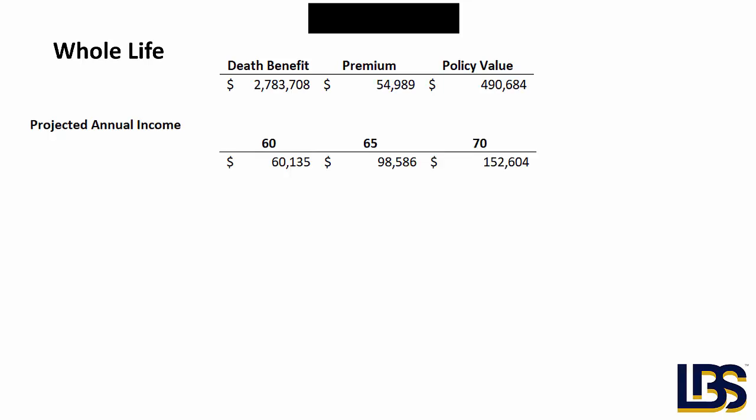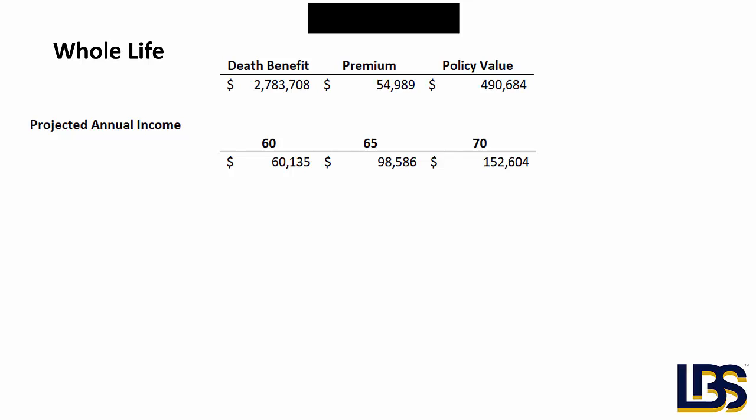So a gentleman came to me, he's a 53-year-old healthy gentleman, and he had a whole life contract. His death benefit on that contract was $2.3 million. His premium was $54,000, and his policy value, his cash value in there, was $490,000. So I said, okay, what is the income projected on this? So at age 60, it projected over $60,000 in income. Age 65, $98,000, and age 70 was $152,000.